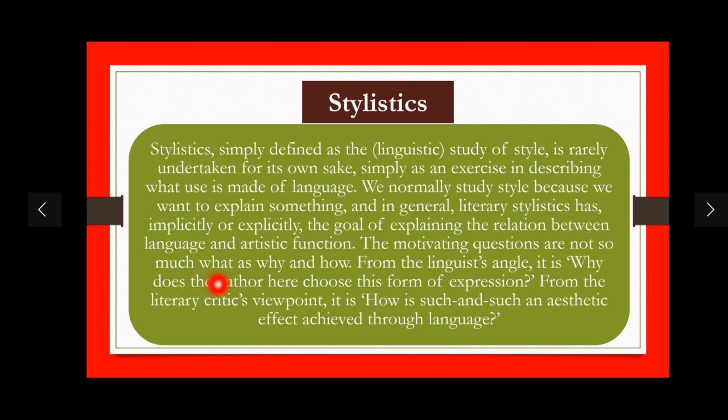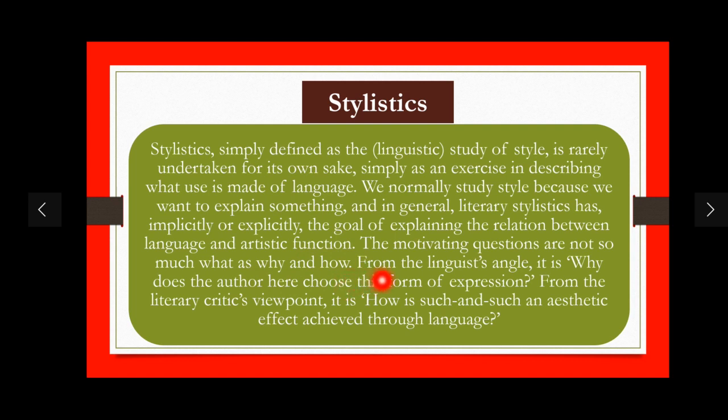So stylistics is not more concerned with what, right? What are the structures? What are the syntactic structures? What are the choices of words? Rather, stylistics is more concerned, in a literary text, with why and how. Why certain structures are used, why certain structures are preferred over others, and how certain structures are used in a literary text. So this is why and this is how.